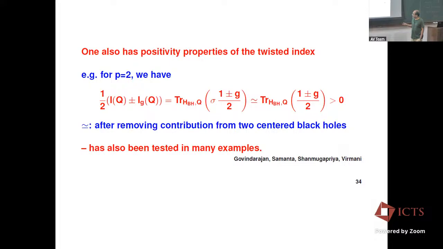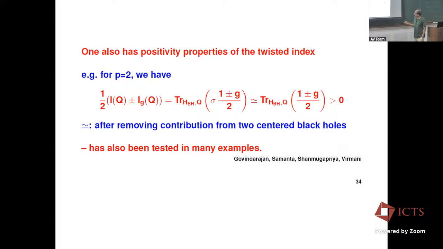So now let's calculate half of IQ plus minus IGQ, right? That is given by this formula over here. And now we see that this is a projection operator, right? 1 plus minus g by 2, this projects into either g odd or g even states.